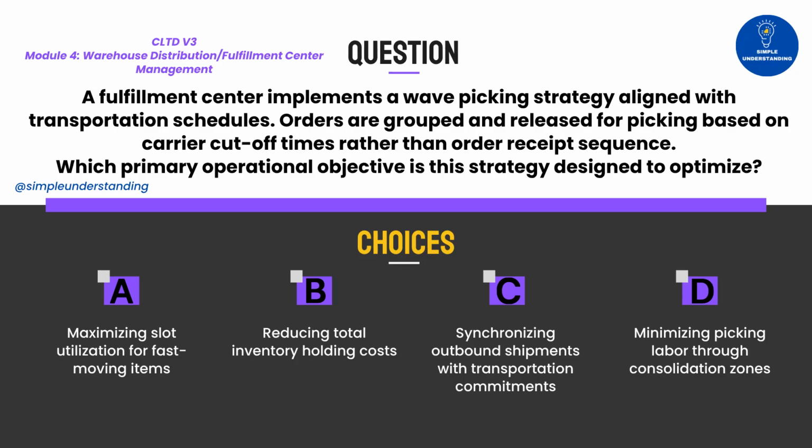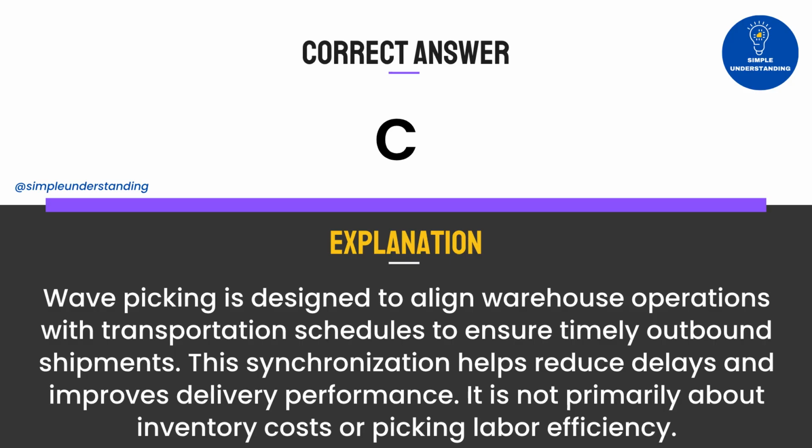Correct answer, C. Explanation. Wave picking is designed to align warehouse operations with transportation schedules to ensure timely outbound shipments. This synchronization helps reduce delays and improves delivery performance. It is not primarily about inventory costs or picking labor efficiency.